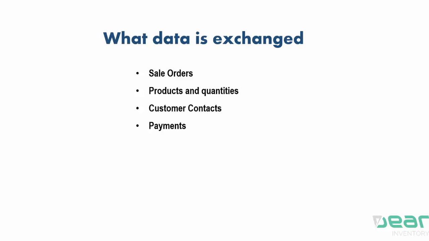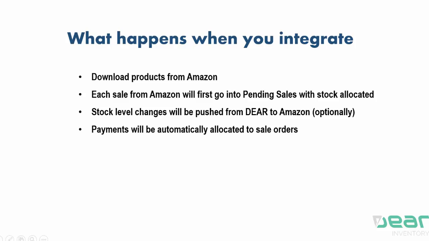So what is some of the data that's exchanged? Sale orders are imported from Amazon. Products can also be imported from Amazon, and quantities are uploaded to Amazon. Customer contacts and payments are also imported from Amazon. So once the integration has been established, Deer will download products from Amazon.